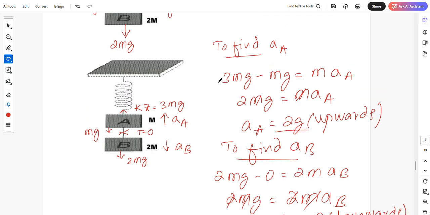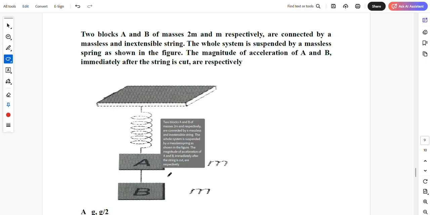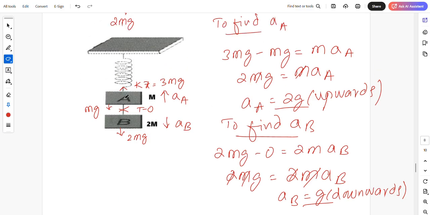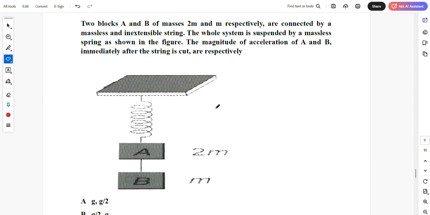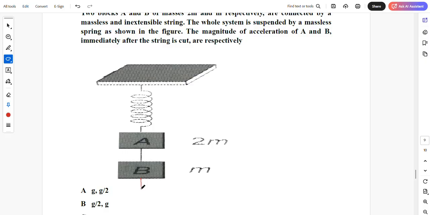Now let us go to the next problem. Again, this is also the same type of problem, only here the masses are changed. Here m and 2m were there, now here m and 2m is there. First write the weight mg. This is 2mg.